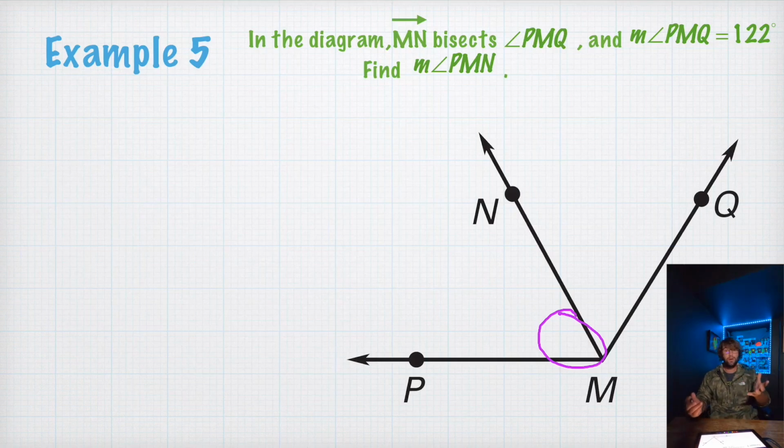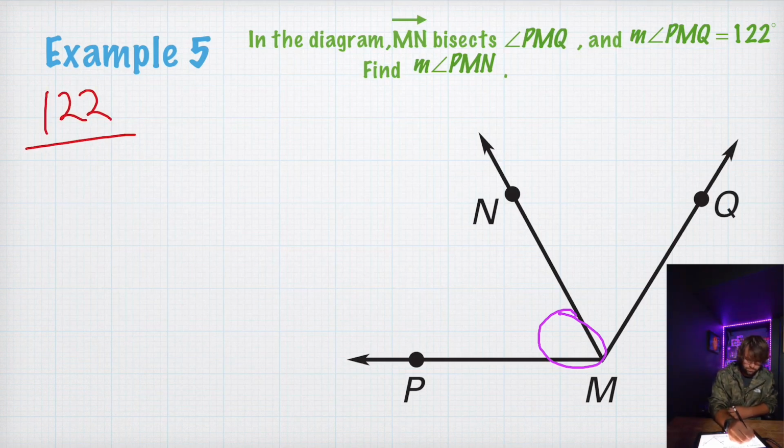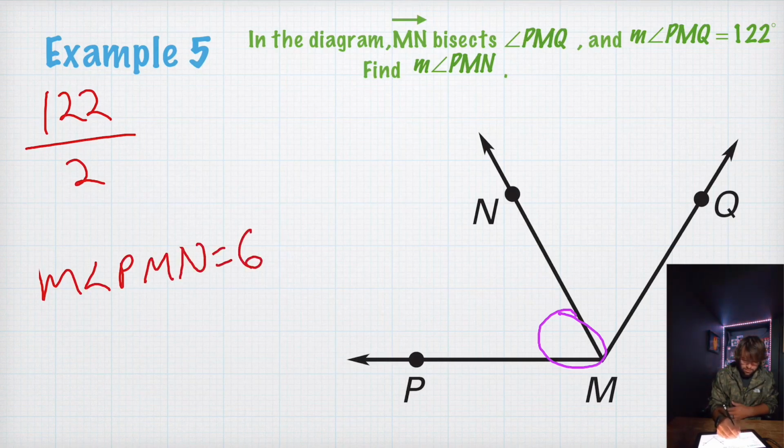Well, to do that's pretty darn simple because we're lucky enough to know that this is the angle bisector, meaning it cuts this whole angle perfectly in half. So if we take 122 and divide it by 2, that's going to give us our answer. So the measure of angle PMN equals 61 degrees. I hope that made sense.